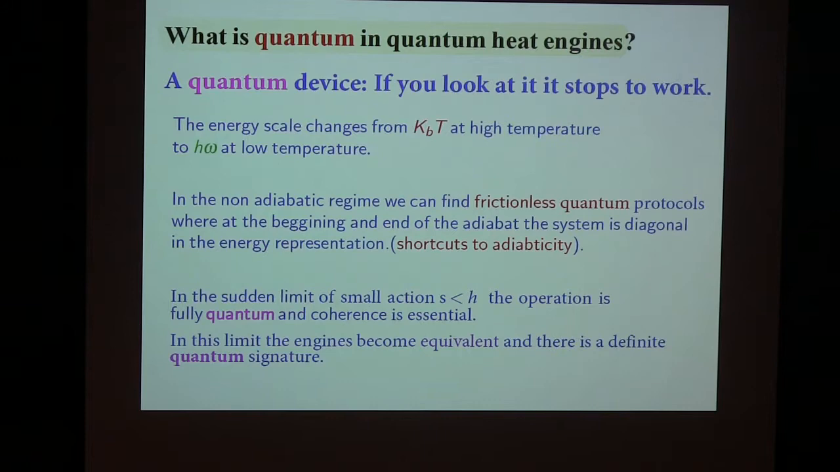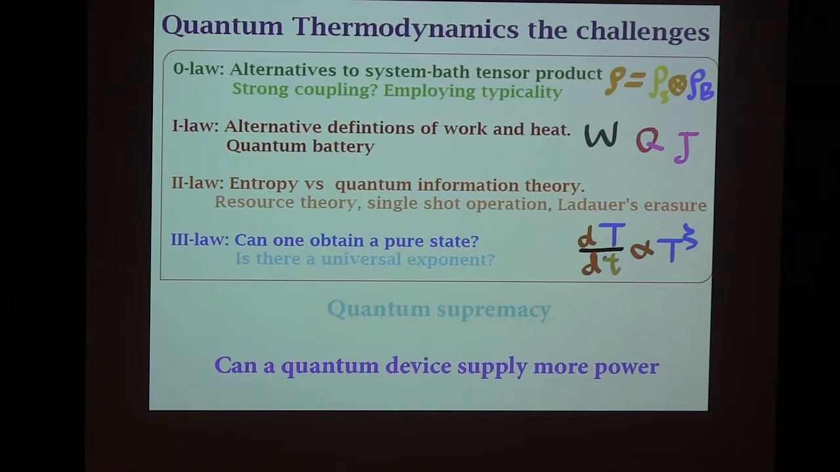Okay, what are the challenges, in summary, that I want to see? I didn't go all through this, but there's a lot of work on how to look at all the laws of thermodynamics within the context of quantum mechanics. This is an important feature: the tensor product between the system and bath, which is always obeyed in the Markovian type master equations that I use. With strong coupling, this is not true anymore. We have to rethink our things.